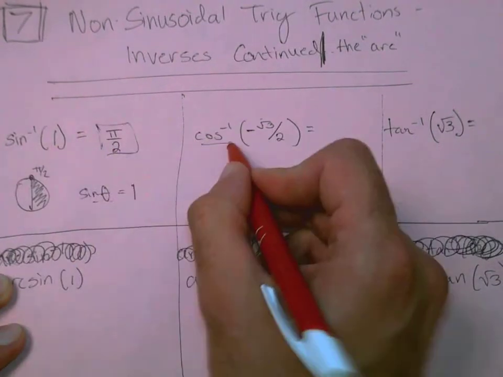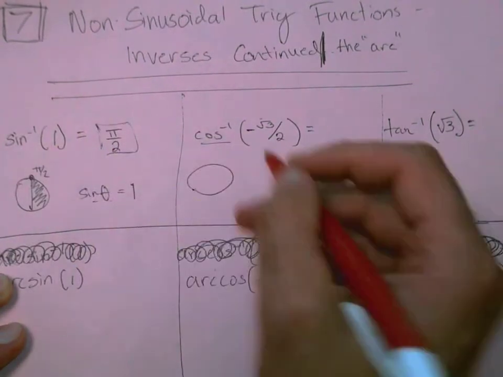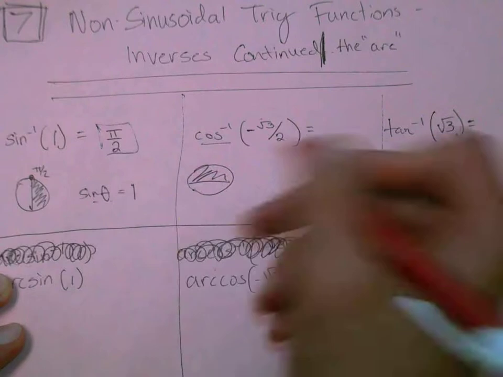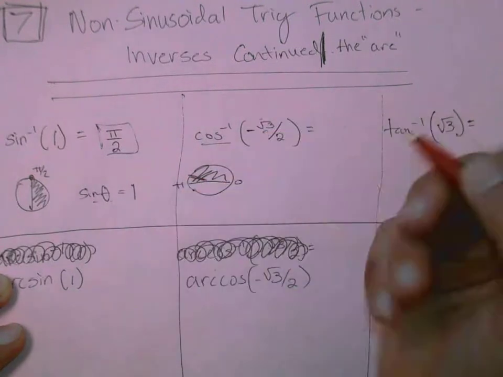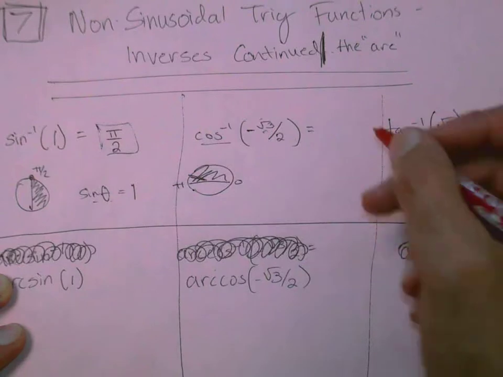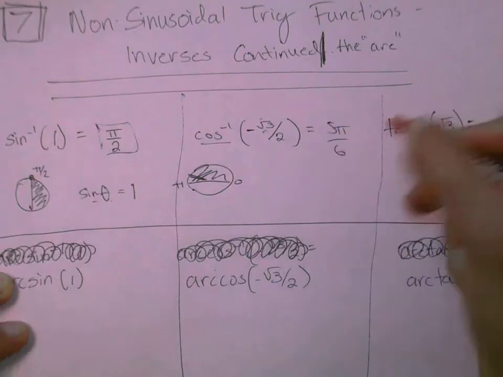Cosine inverse, what half do we look at? That's right, the top half. So 0 to pi. Where is the negative square root of 3 over 2? It's right there. What angle is that? 5 pi over 6.